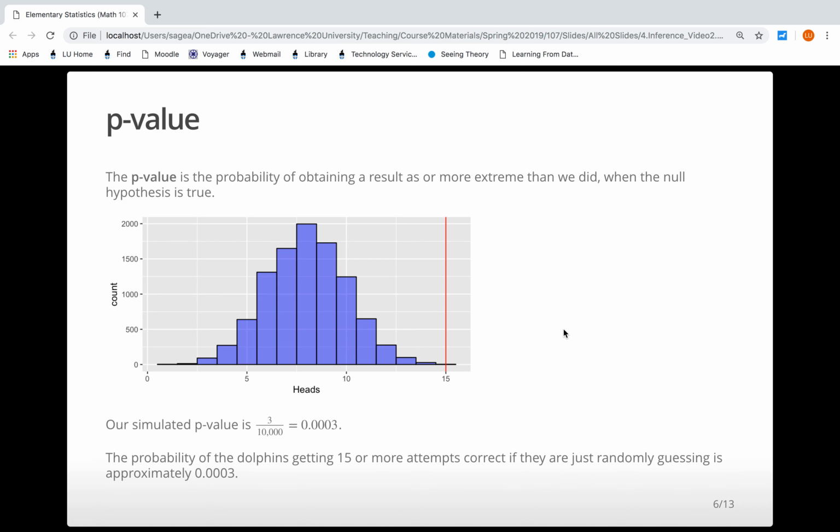This simulated probability that we've looked at has an important name in statistics. This is called a p-value. The p-value tells us the probability of obtaining a result as extreme or more extreme than we did when the null hypothesis is true. In our situation, the p-value represents the probability of the dolphins getting 15 or more of the 16 attempts correct if they really only have a 50% chance of getting any one attempt correct because they're purely guessing. Since our p-value is so small, we have evidence against the hypothesis that they're purely guessing.